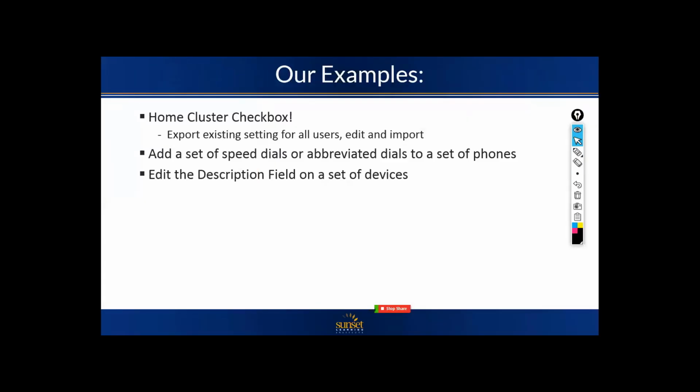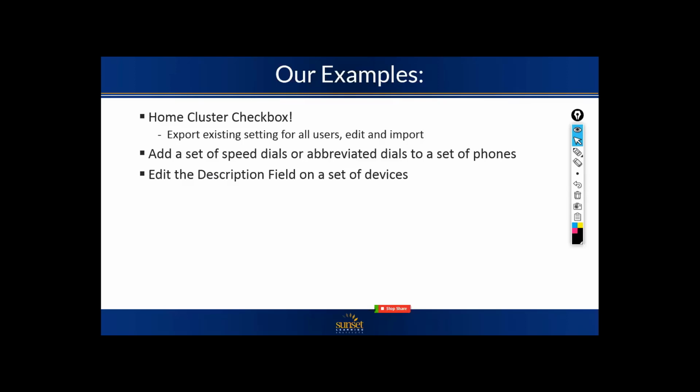So the examples we're going to use today, I'm going to show you how to do that home cluster checkbox business. I'm also going to walk through, and I did this yesterday for those of you who attended the Q&A session after the session yesterday, what's the process if I need to add a particular set of speed dials and/or abbreviated dials to a set of phones. And this came out of a student question. They worked for a county and they wanted to have, and I don't know why they didn't just set up translation patterns for everybody, but whatever, enterprise alternate numbers.